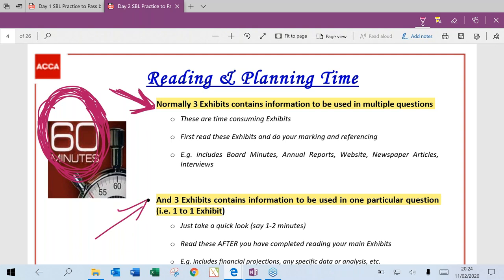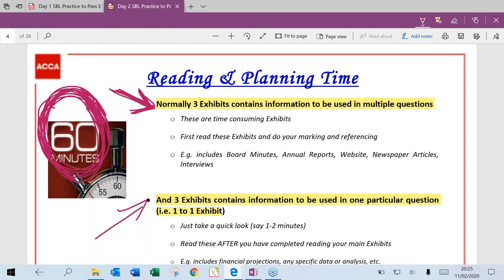Normally, what students do is they read in sequence. They read exhibit 1 and then exhibit 2 and then exhibit 3 and then 4, 5 and 6. But what I am saying is, do not read in sequence. First you read those exhibits which cover multiple questions, and after that you read those exhibits which are 1-to-1.